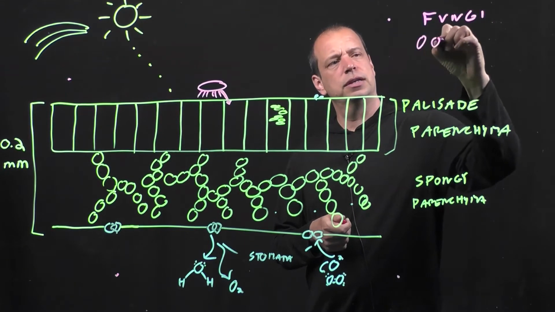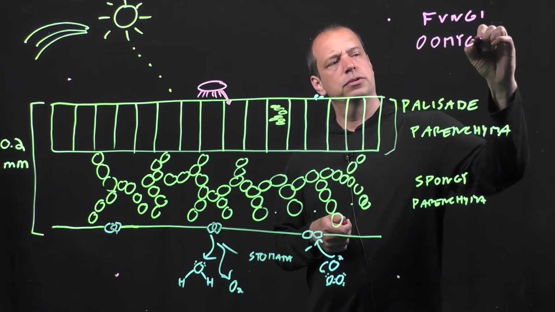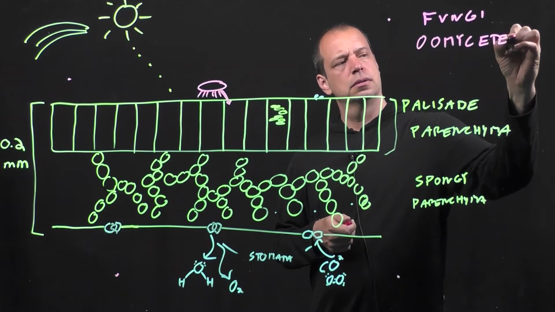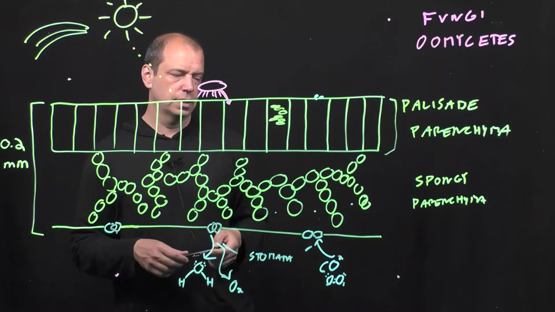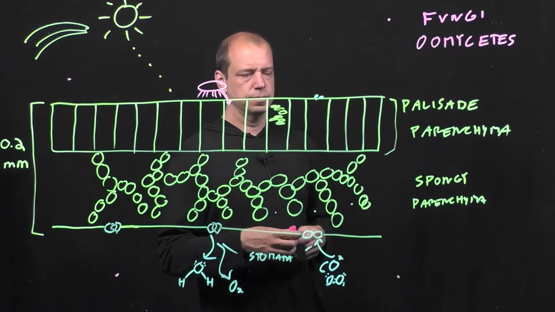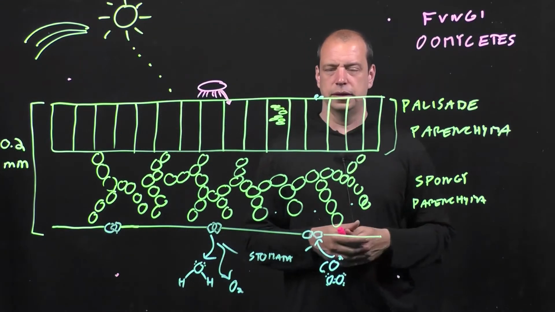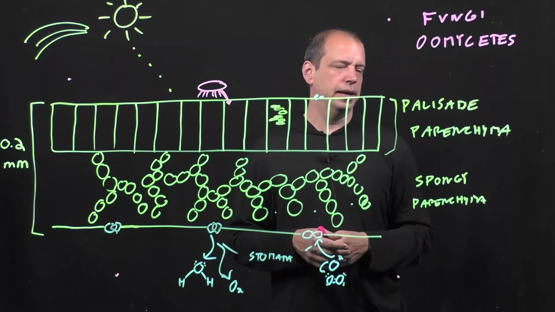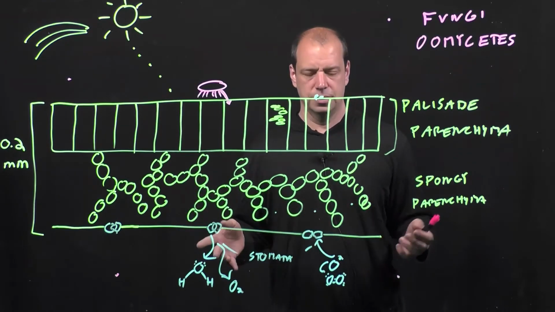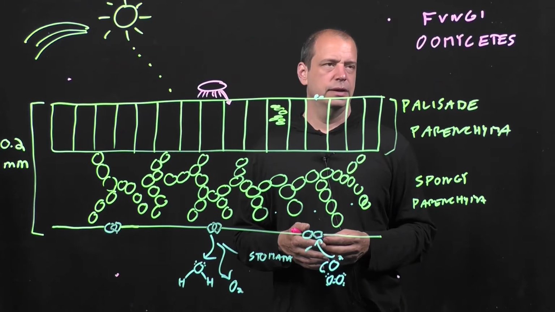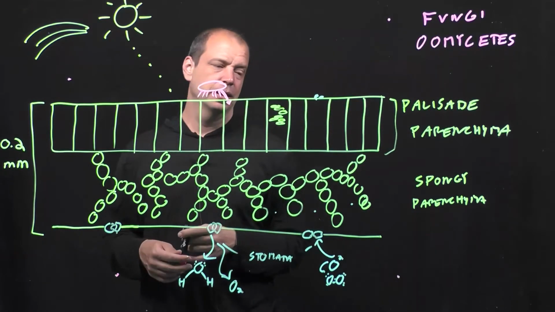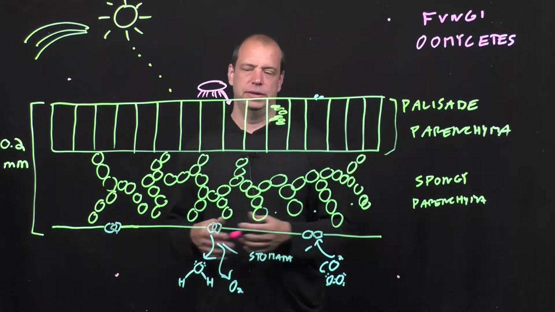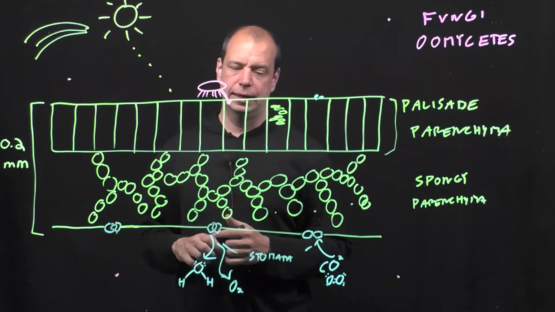Fungi, such as most filamentous pathogens, molds, mildews, other types of fungi, but molds and mildews are the 2 main types that you may be aware of. And oomycetes, which are different genetically, but have a similar life history. So I'll describe them both here together.